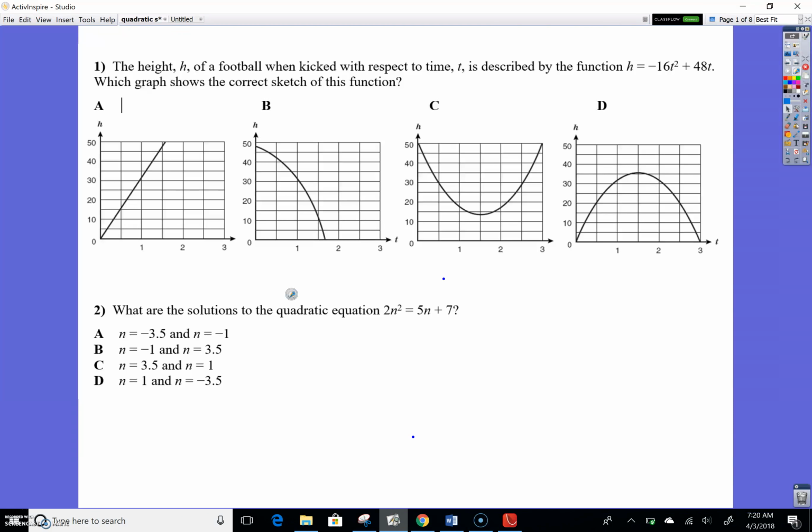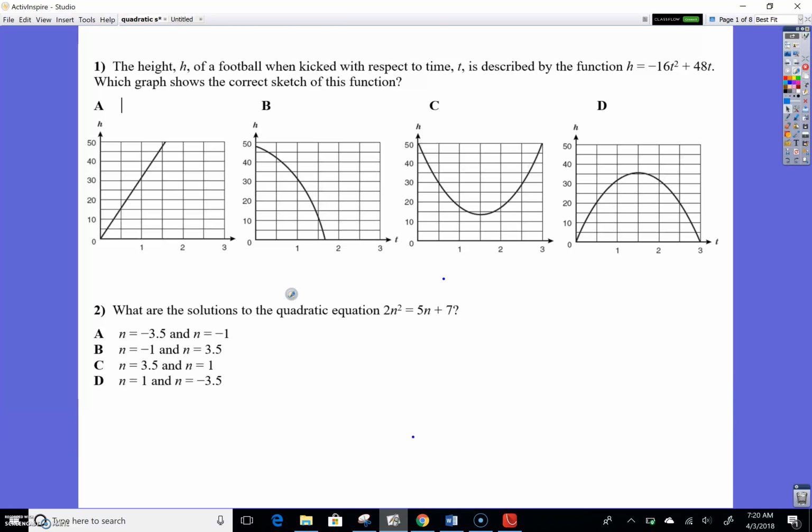Okay, this is the review for the test. Okay, the first question. The height h of the football when kicked with respect to time t is described by the function h is equal to negative 16t squared plus 48t. Which graph shows the correct sketch of this function?